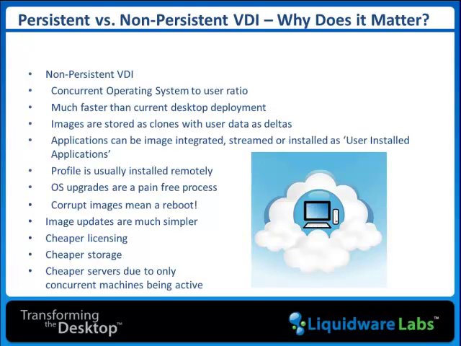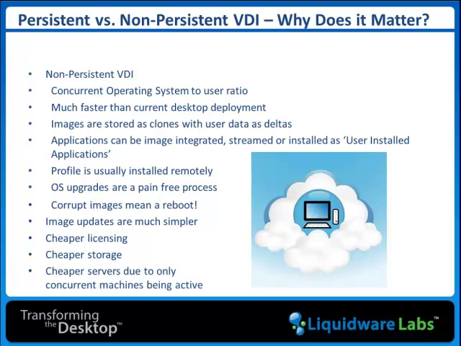And as a result, the environment is much, much faster. That gives us a much faster deployment than current desktop deployment, because deploying new images is simply as fast as logging off and logging into that new image. It should really be that quick and that simple. Images are generally stored as clones with user data as deltas, and this is the case for any of the hypervisors. This is what we're talking about.